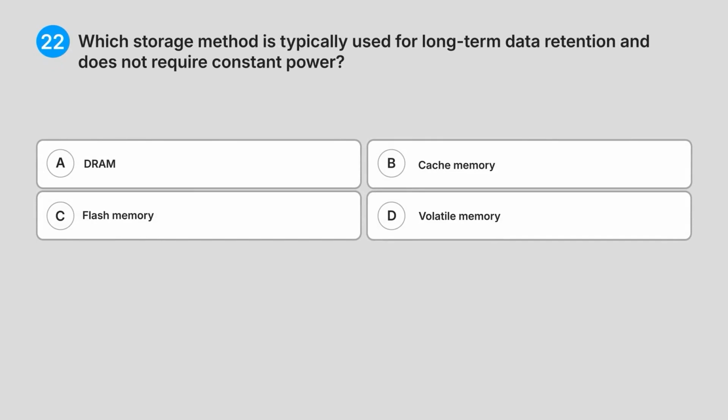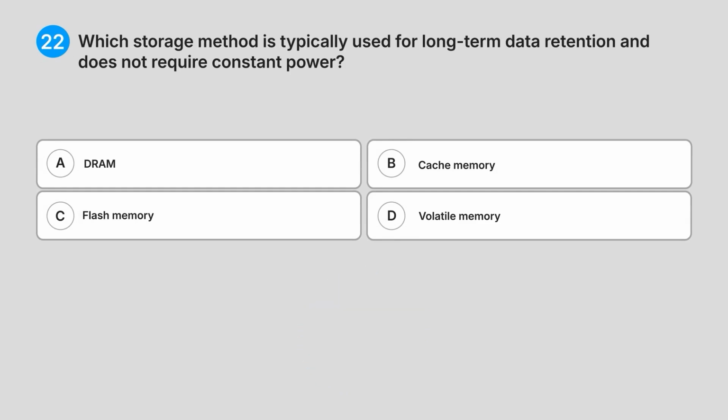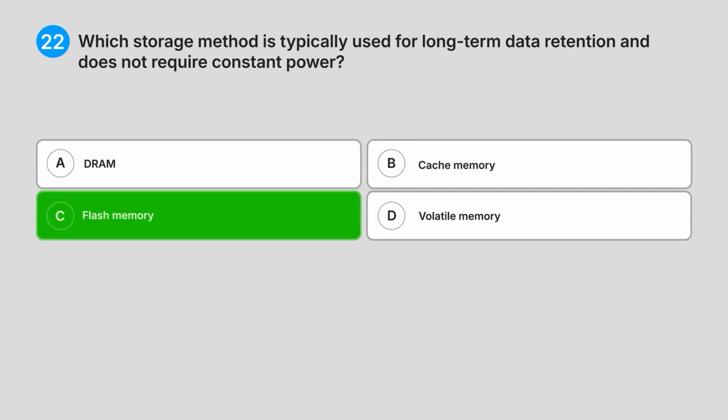22. Which storage method is typically used for long-term data retention and does not require constant power? A. DRAM, B. Cache memory, C. Flash memory, D. Volatile memory. Do you know the answer? Correct answer, C. Flash memory.